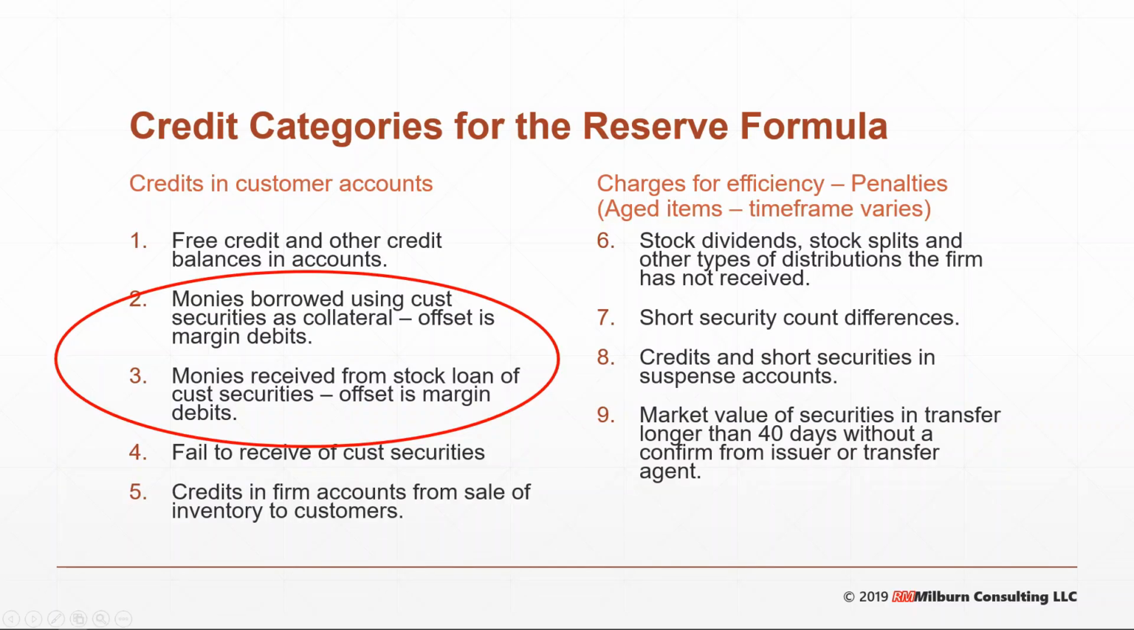All right, let's do a short recap on the credit categories for the reserve formula. You can see here, like I said before, we're going to be talking about lines 2 and 3. Money's borrowed using customer securities as collateral, borrowed from a bank. The other one is money's received from stock loan of the customer securities.